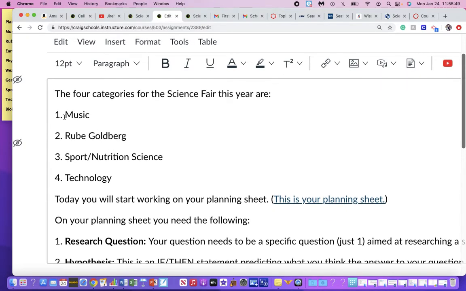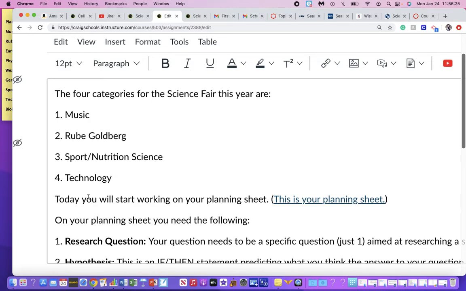We have one being music, two being Rube Goldberg, three being sports/nutrition science, and four being technology. So those are our four categories. Your science fair projects are going to have to be entered into one of those four categories. It doesn't really matter to me necessarily which ones you choose. We are going to have some that are more popular and more projects in one category than another, but choose something that is going to interest you, okay?